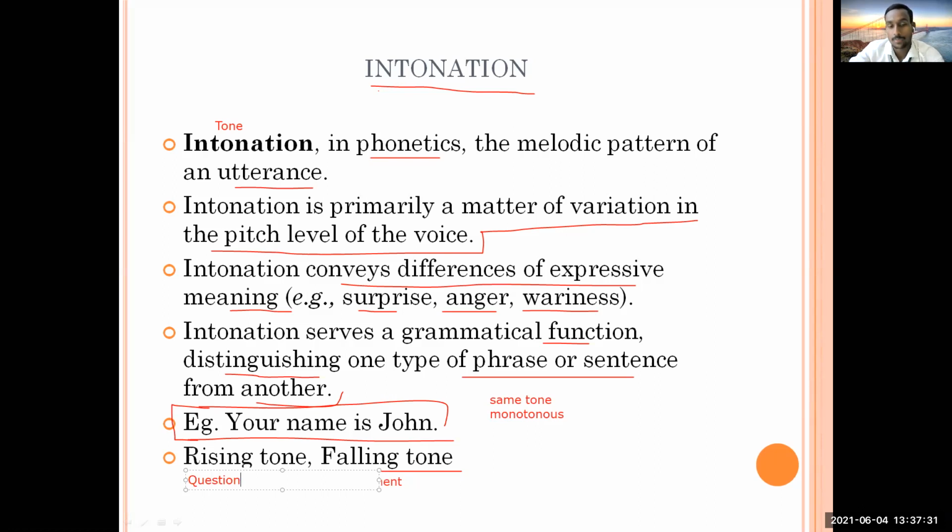Your name is John, so a different tone. And your name is John? So you are just telling that your name is John, and here you are asking, your name is John? So that difference we people can feel. Here I would like to give one more example like this.